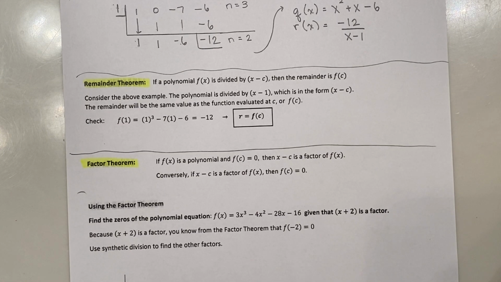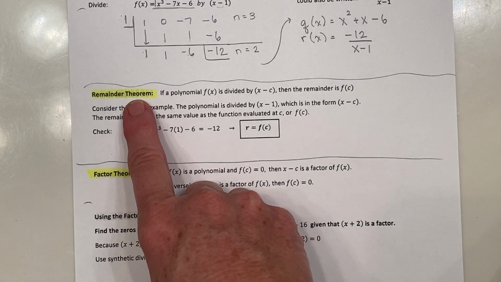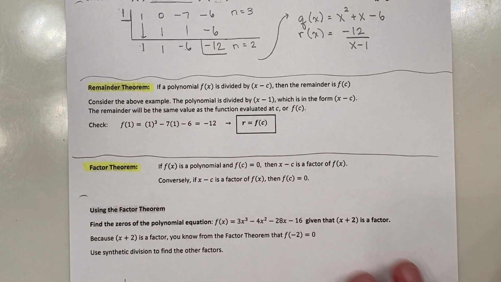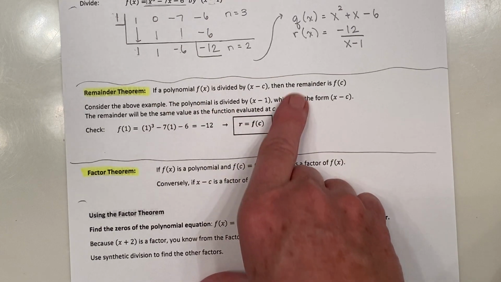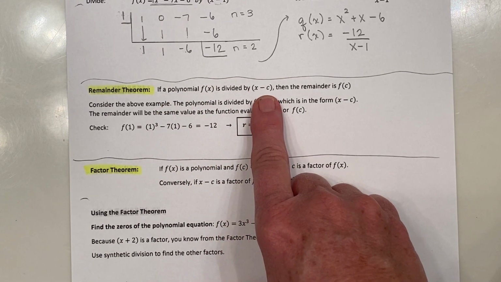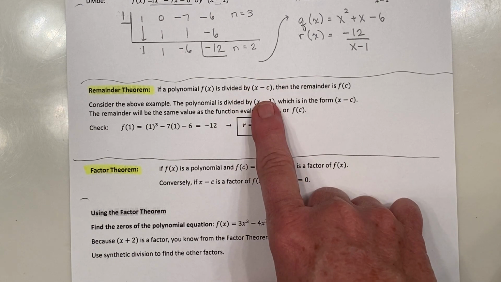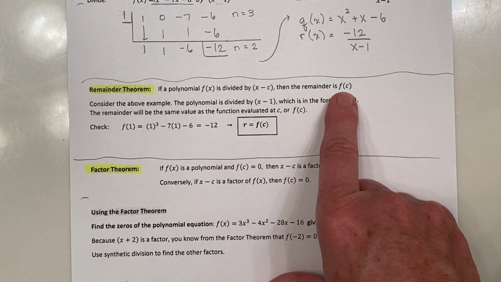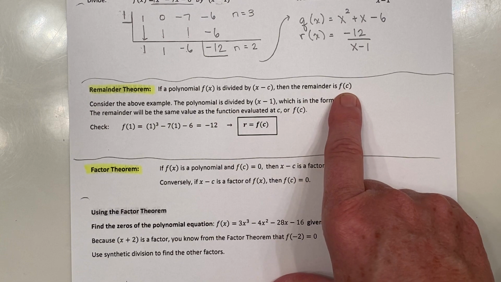Okay, so far we've seen long division, and we've seen the shortcut, synthetic division, that has to have certain conditions of the divisor before we can use it. And the next topic is the remainder theorem. It says a lot of words and variables here. If a polynomial is divided by x minus c, a linear factor, then the remainder is f of c.